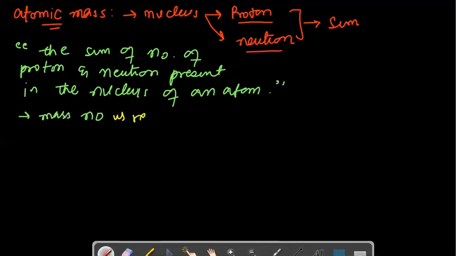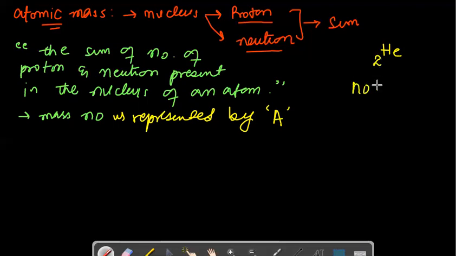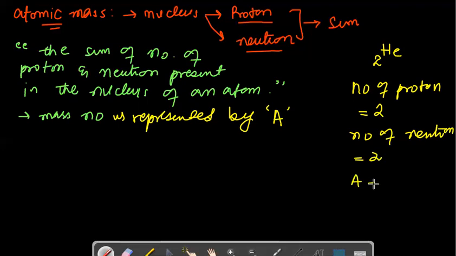It is basically represented by the symbol A. For example, as we have already discussed, helium has an atomic number of 2. Okay, and I say that it has number of protons equal to 2, and it will have number of neutrons equal to 2. So the atomic mass for helium would be 2 plus 2, which would be equal to 4.